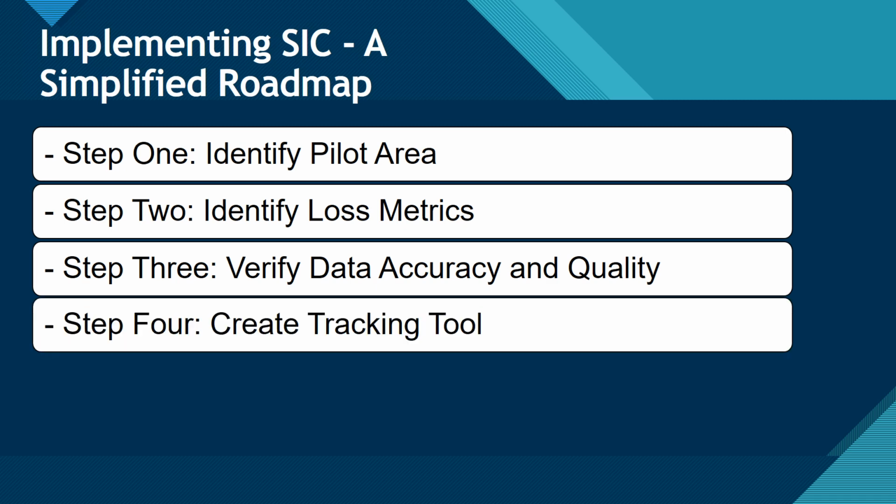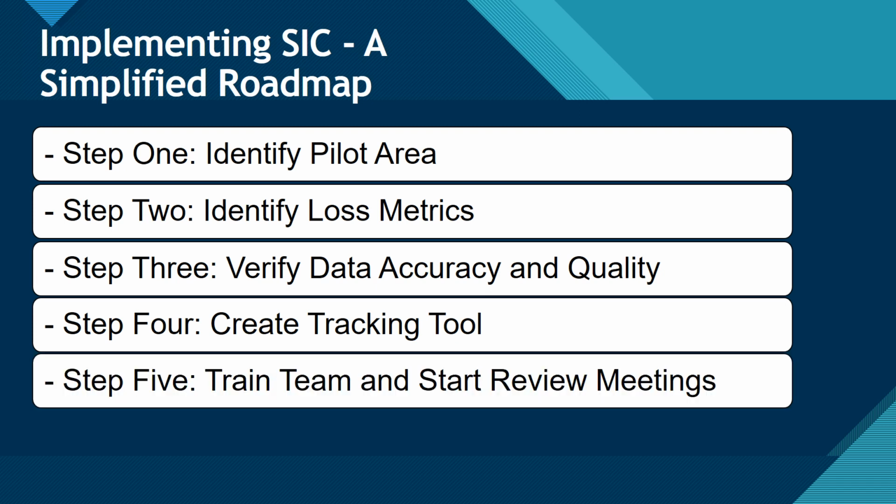Step 4. Create tracking tool. Create a simple way of capturing data and actions during SIC review meetings. This can be a printed form, a spreadsheet, a whiteboard, a flip chart, anything that works for the team. Before using the first version of the tracking tool with the team, ensure that each member of the team tests the document through several SIC intervals to ensure that it is easy to follow and easy to complete. It is normal to make changes to the tracking tool before settling on a layout that works best for the team.